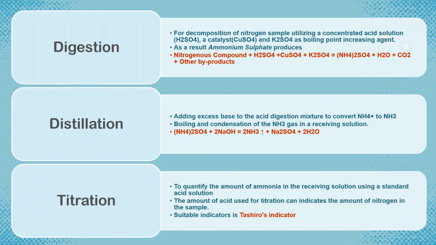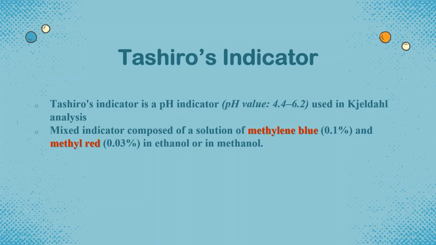In the titration step, the ammonia solution is titrated using a suitable acid, and the amount of acid that is used for the titration gives us the amount of nitrogen that was present in the sample. A suitable indicator for this titration process is Tashiro's indicator. Tashiro's indicator indicates the pH range from 4.4 to 6.2 and is basically used in the Kjeldahl analysis. This indicator is composed of a mixture of methylene blue and methyl red solution, and it is prepared in ethanol or methanol.